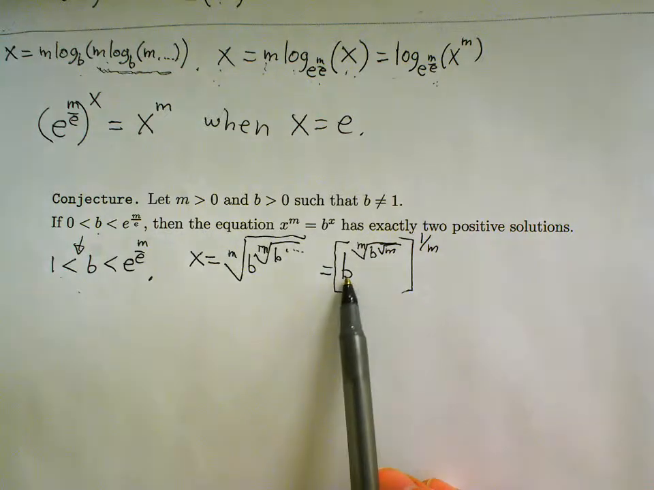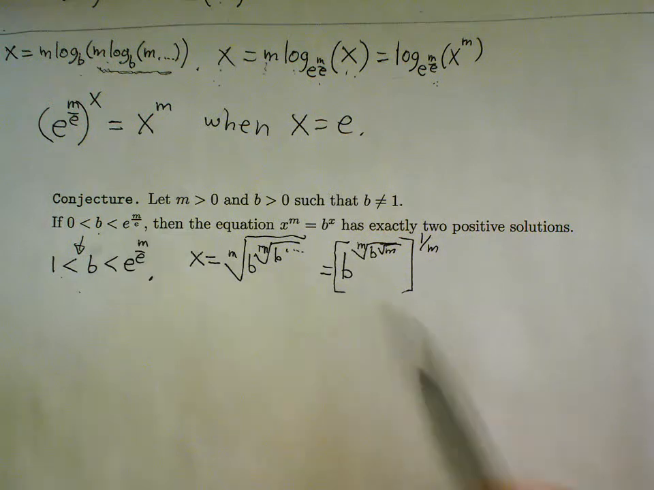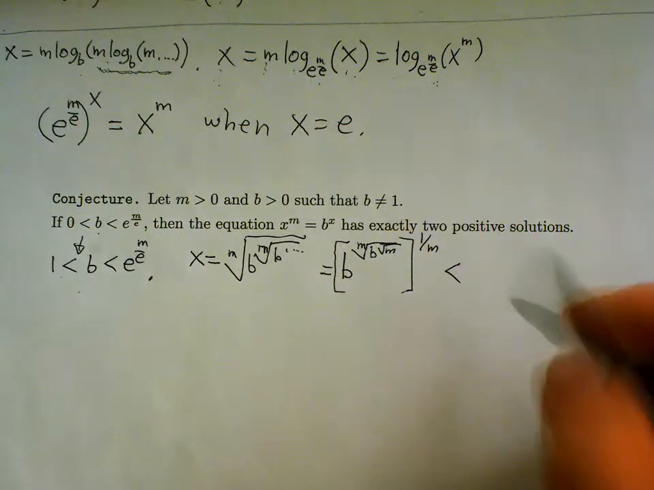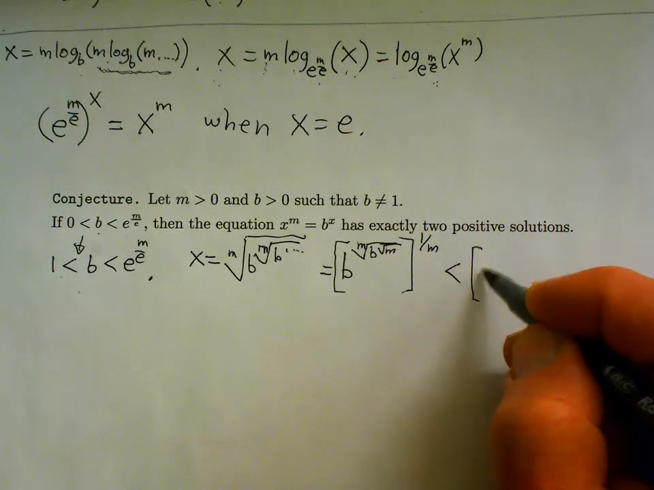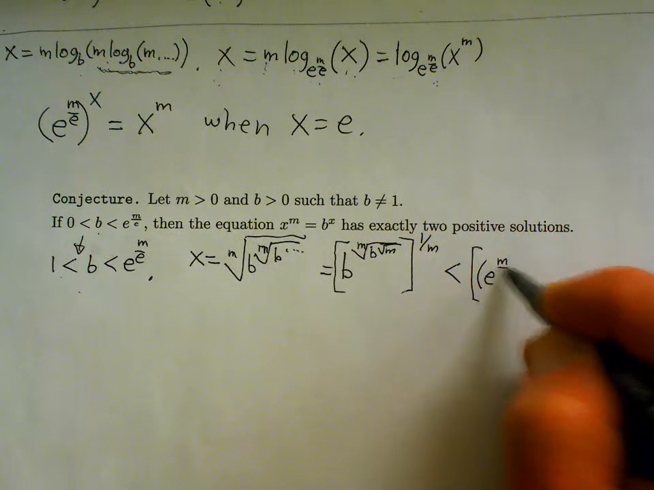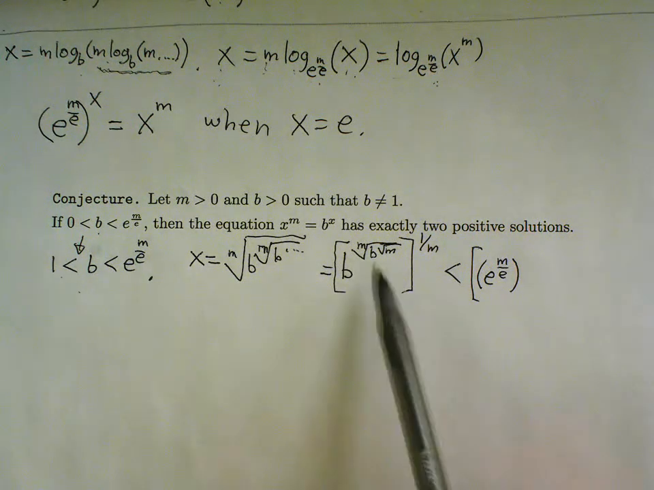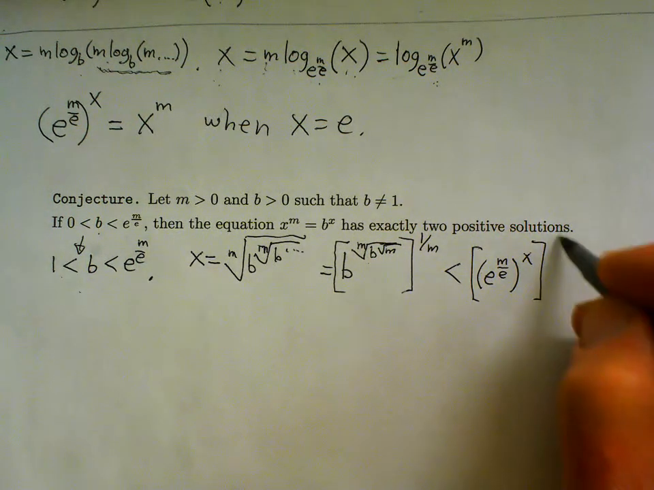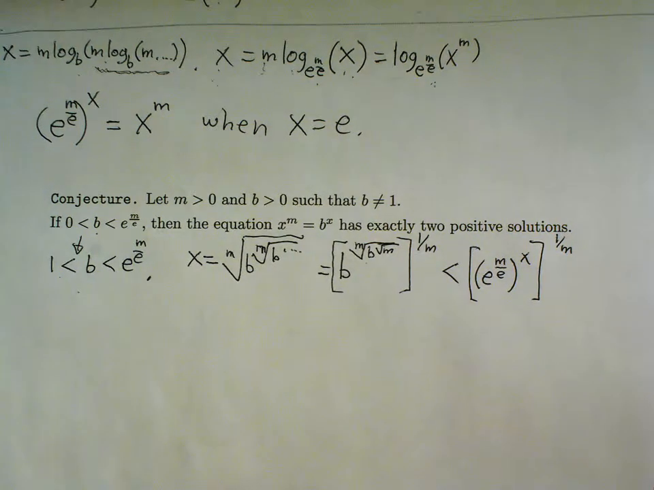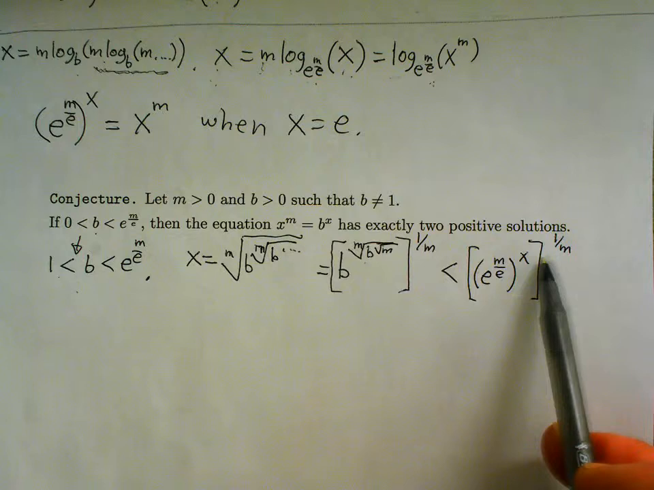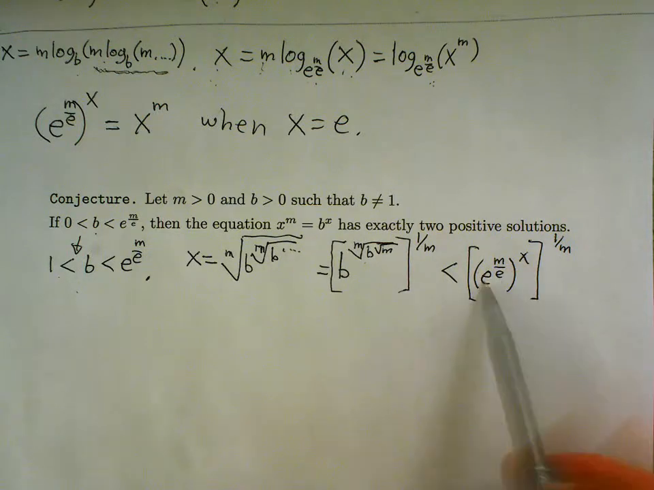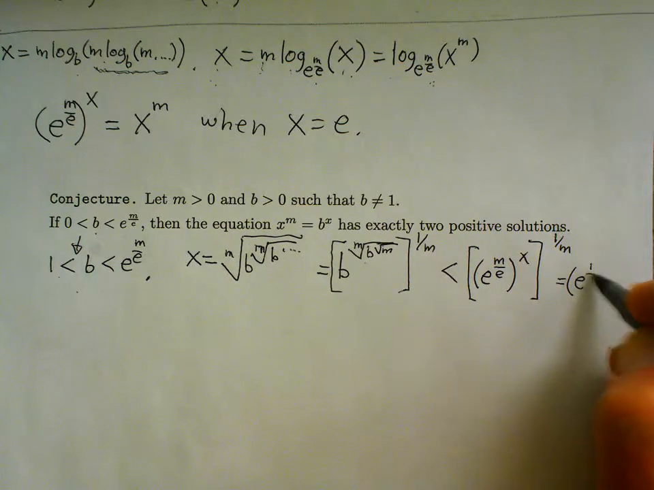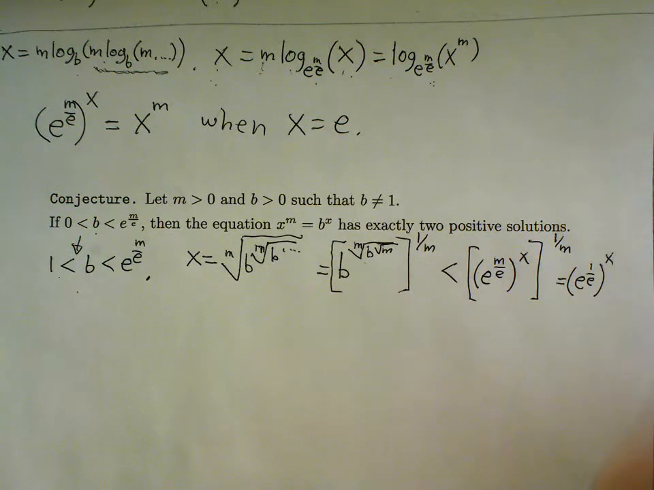Okay, and so if b is less than e to the m over e, then this expression is less than e to the m over e to the x to the 1 over m. And when I apply properties of exponents, this will simplify to e to the 1 over e to the x.